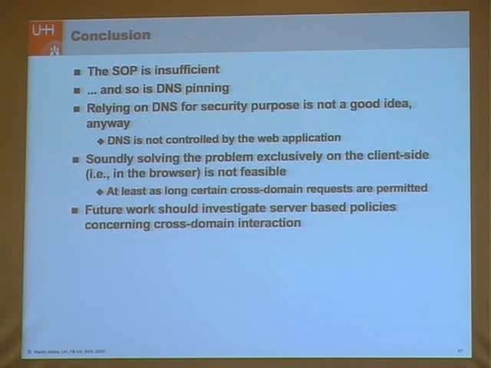Okay, from a more academic view, because I work in academia and this is part of my PhD research, the same origin policy is completely insufficient. It's not sophisticated enough, but also at the same time, it's too strict for some applications. And yeah, we should get rid of it and find something better. And also DNS pinning is not a good countermeasure against these attacks. DNS pinning should go the same way the same origin policy should go, because relying on DNS as a security property is not a good idea.